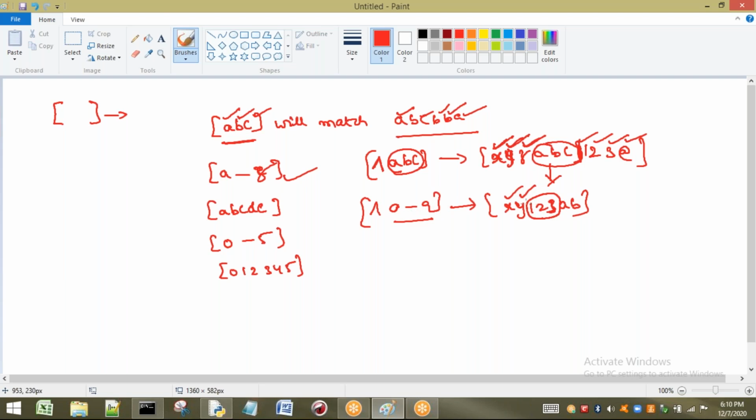We are not including those things. Remaining all are included here. So A is included, A is found, B is found. How many matches are there here? 4 matches are there. Okay, already we have seen this concept in our previous session and I have shown you many examples regarding this.